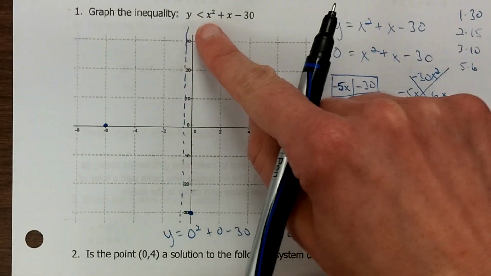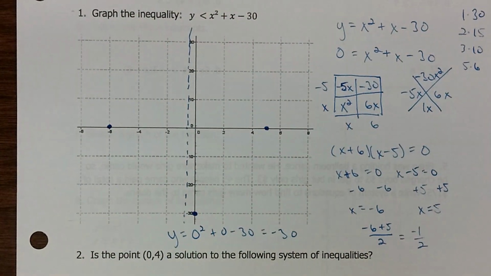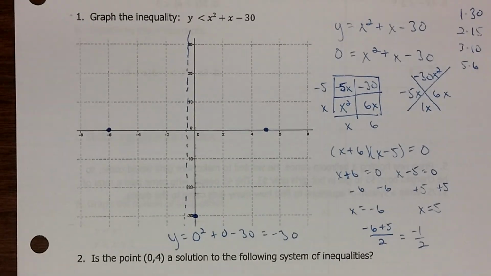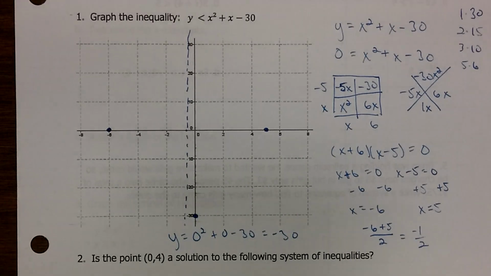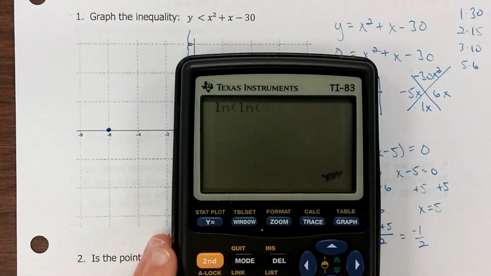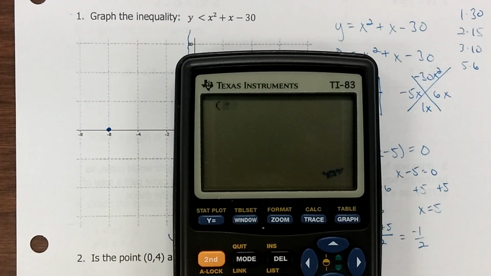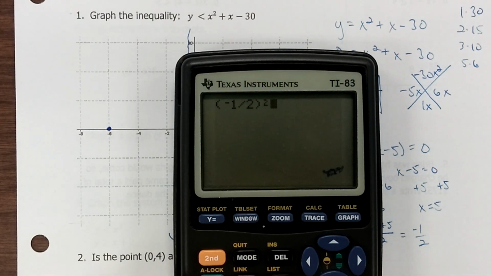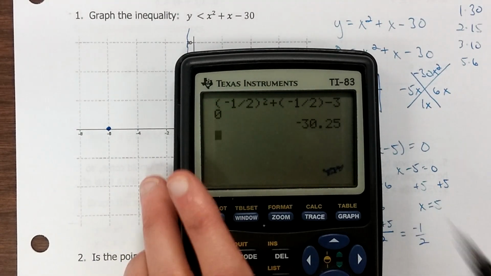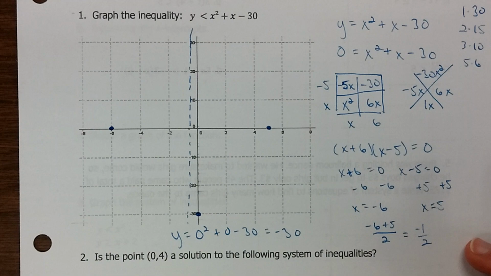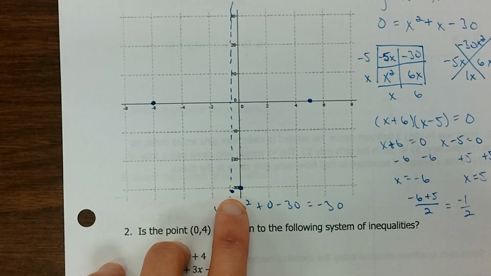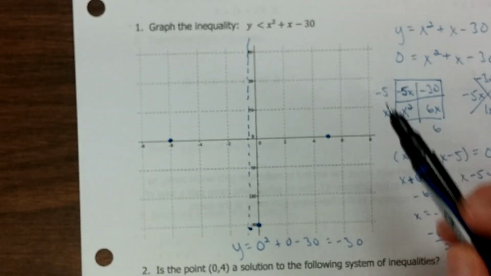And then if I plug in negative 1/2 for x, that will give me the y-coordinate. And I think I'm going to use my calculator to do that part. So each time that I plug in negative 1/2, I am going to put parentheses around it wherever there's an x. So negative 1/2 squared plus negative 1/2 minus 30. So my y value for my vertex is negative 30.25. So it's just a little bit lower than my y-intercept. So kind of like right there. And then I can sketch in my parabola.